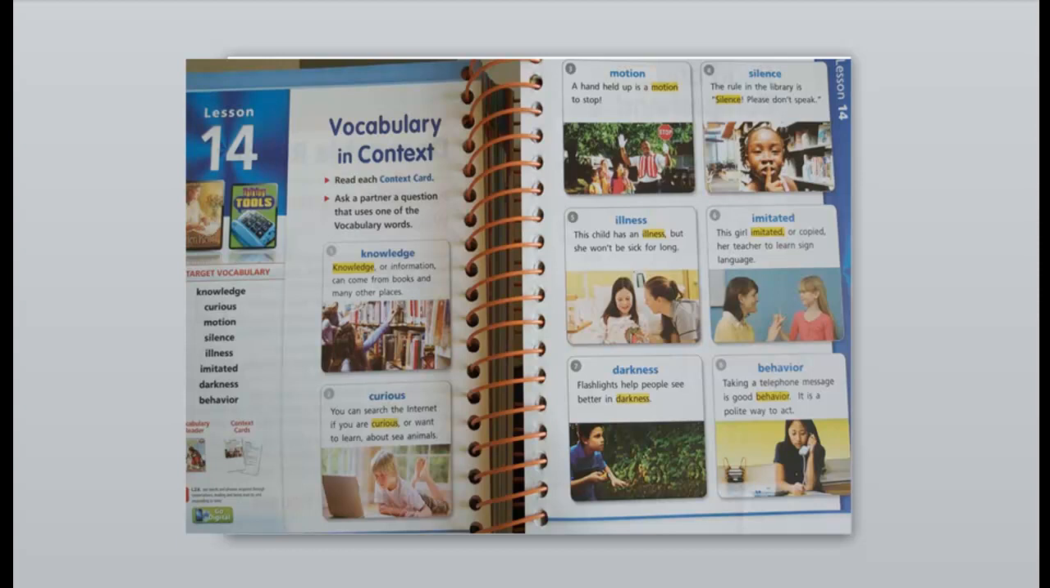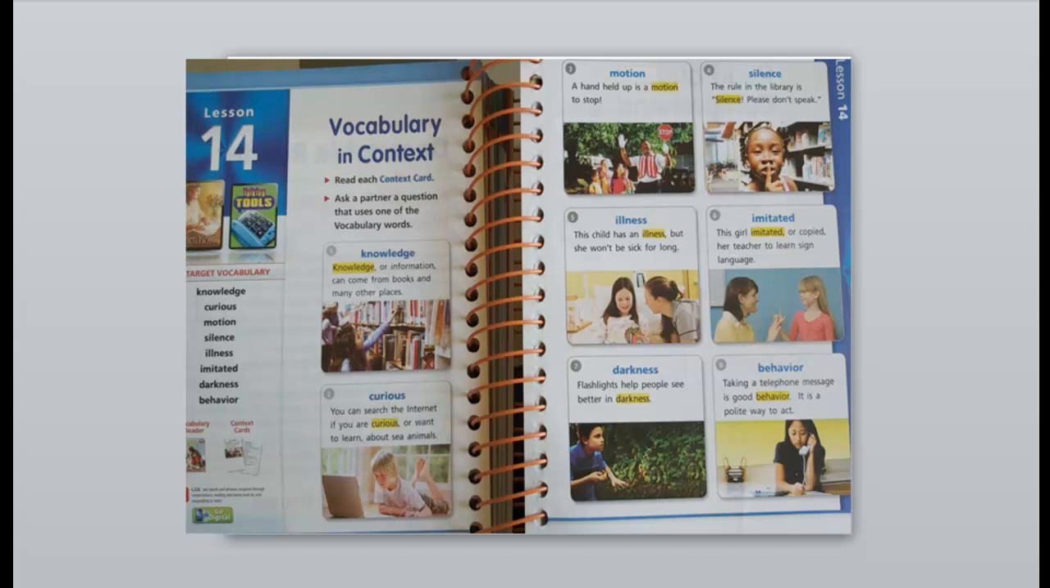Okay, motion. Motion is the movement of something. Okay, silence. Shh. Silence is no speaking and being quiet. Okay. Illness. Illness is equal to sickness. When the person is sick, so this person is ill, right? So the noun of ill, as an adjective, is illness.